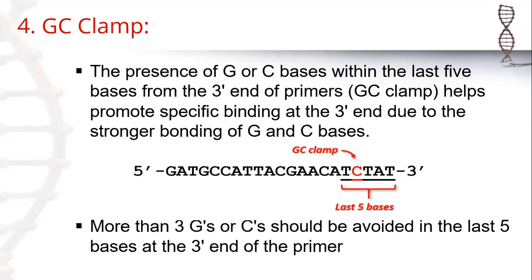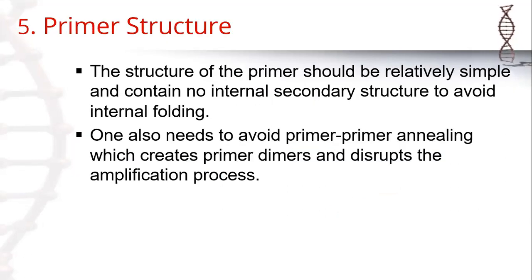And as we can see in the figure, the last five bases are shown, and we can see that there is a GC clamp showing the presence of C. We can also add G and C in different combinations. But if there are more than 3 G or C in the last 5 bases at the 3' end of the primer, that should be avoided, as it causes a loss of specificity. So this is also the very important GC clamp, the presence of guanine or cytosine bases within the last 5 bases from the 3' end of the primer.